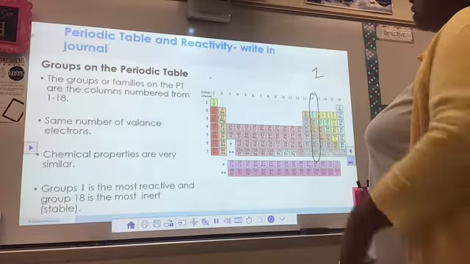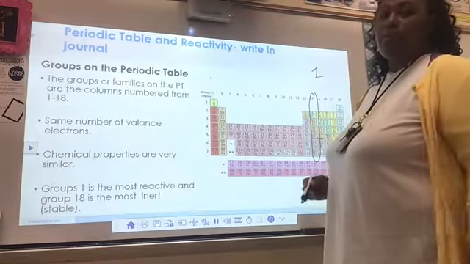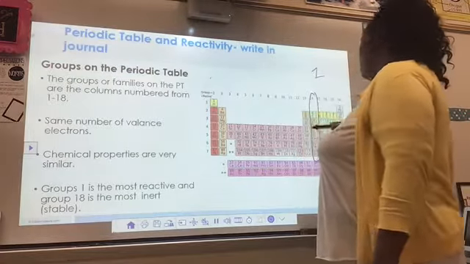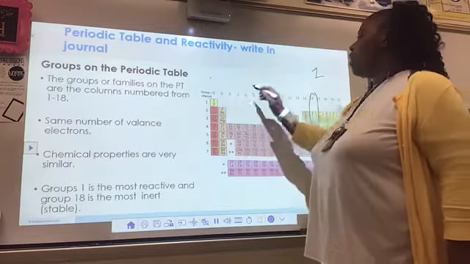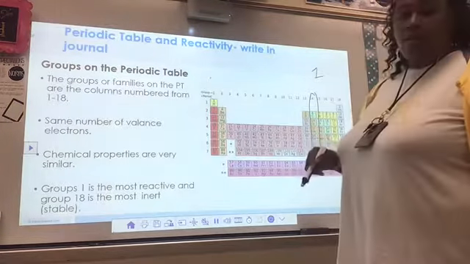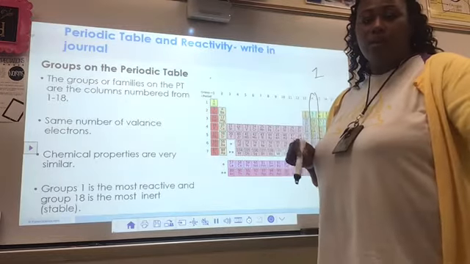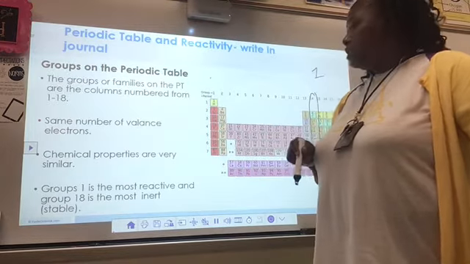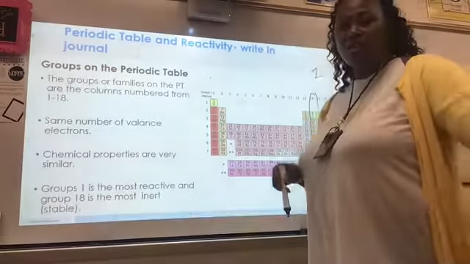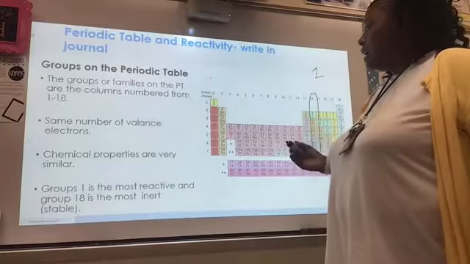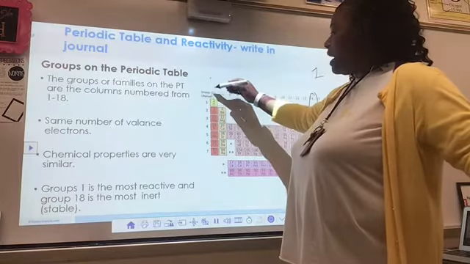Now, if you didn't notice, at the top of your periodic table you're going to have numbers on top of each one of those groups, and it goes from 1 through 18. What that number on top means is the valence electrons. The electrons that are on the last energy level are called valence electrons. That's determined by your group number.